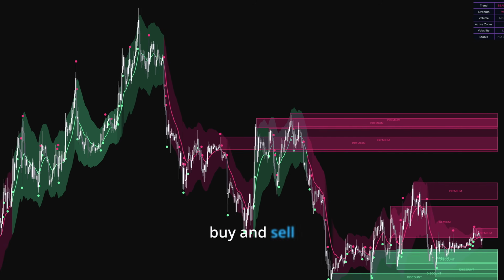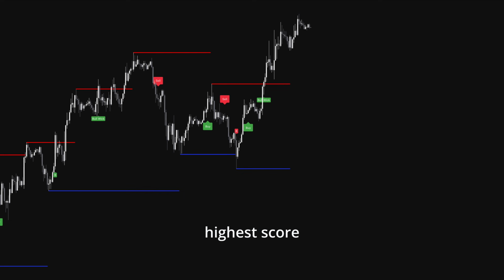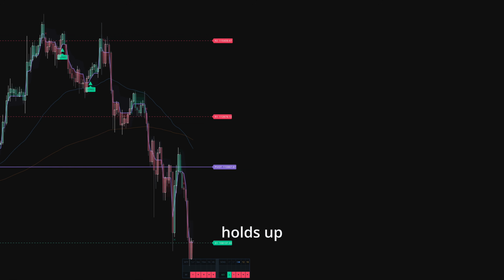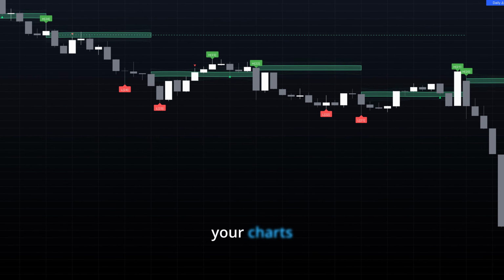5 TradingView buy and sell signal systems ranked from lowest to highest score. Clear breakdowns of what each one actually does, where the logic holds up, and whether any of them are worth adding to your charts.